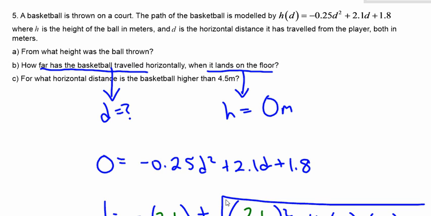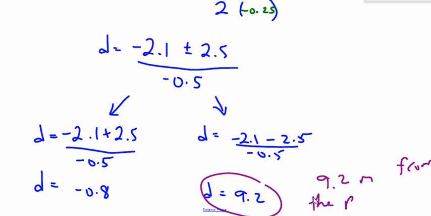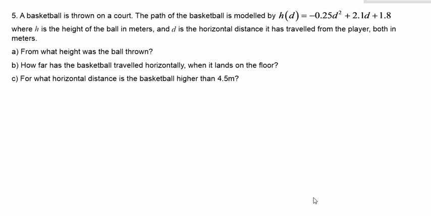So my answer is that the ball traveled 9.2 meters before it hit the ground. So 9.2 meters from the player who threw it is when it hit the ground. Okay. What does part C say? It says, for what horizontal distance is the ball higher than 4.5 meters?